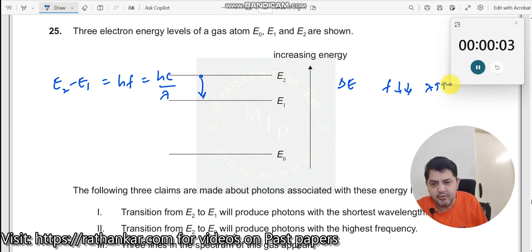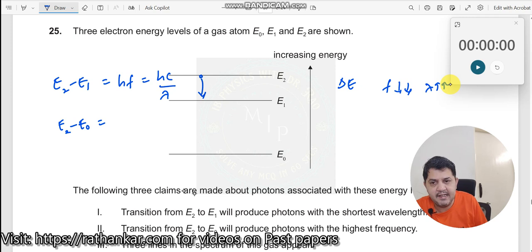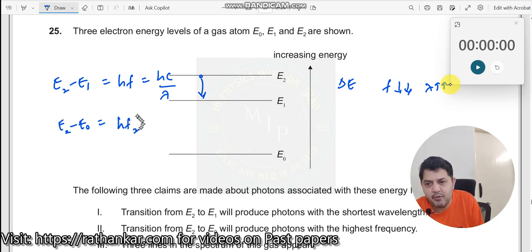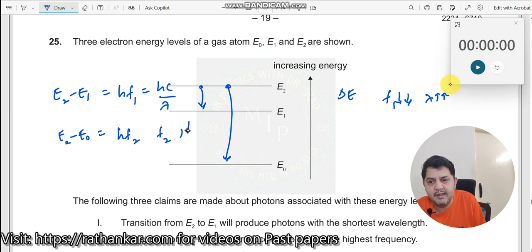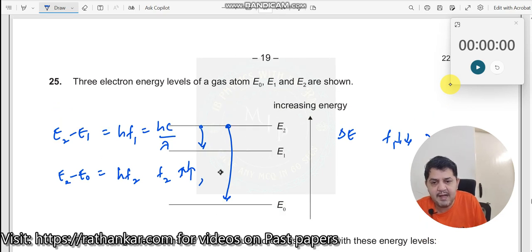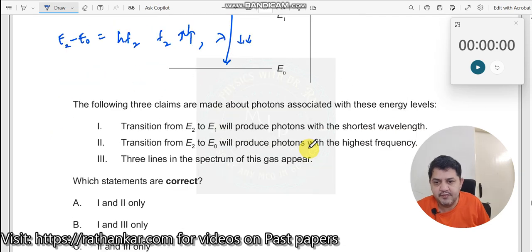Then E2 to E0. E2 minus E0 is equal to what? Which should once again be equal to hf2. Let us say this is hf1, and therefore this will be hf2. So what will happen over here? When the transition happens like this, f2 will be higher, f2 will increase, and lambda will decrease. Now let us read the options with these two.